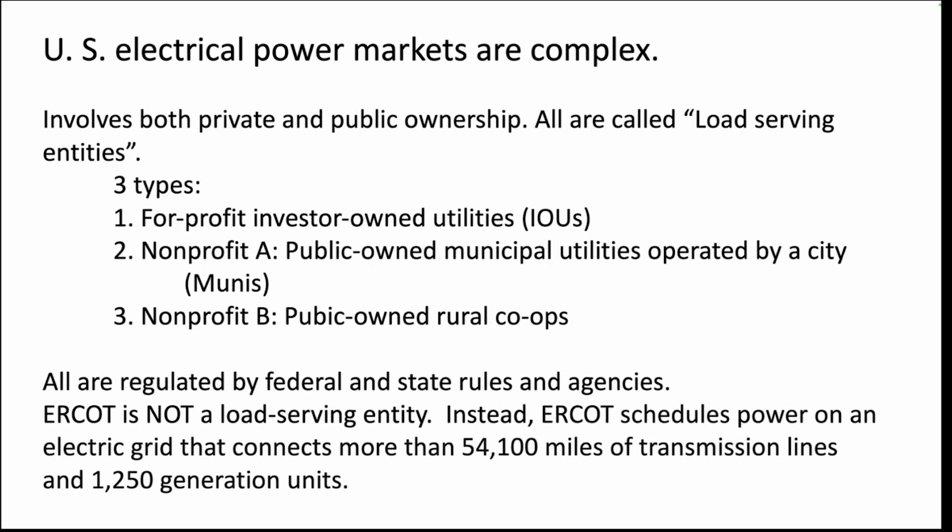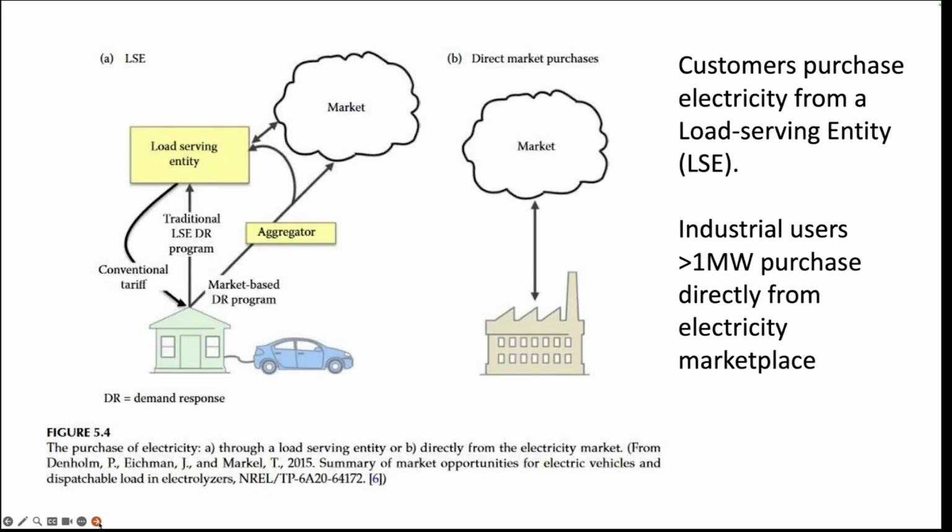ERCOT is not a load-serving entity. Instead, ERCOT schedules power on an electrical grid that connects more than 54,000 miles and 1,250 generation units. So here's the way it works. So we've got the market. There's the load-serving entity. It's selling you electricity. And then, whereas if you're a major industry, you buy directly from the market. You don't have a service industry involved. Those companies are usually using more than a megawatt.